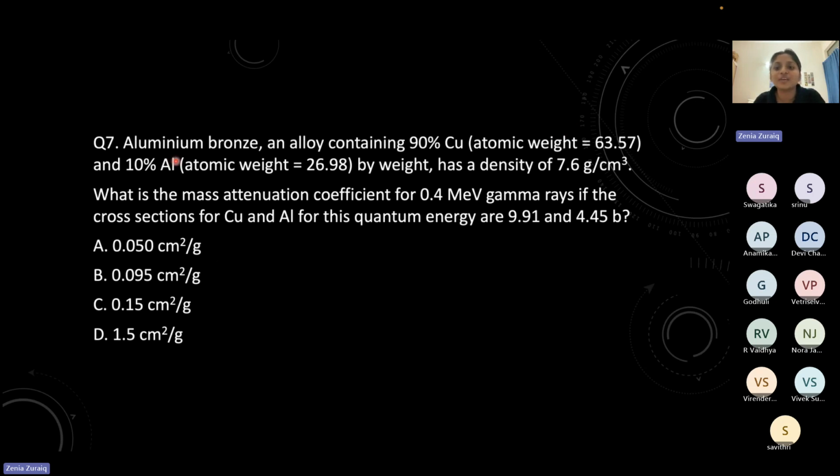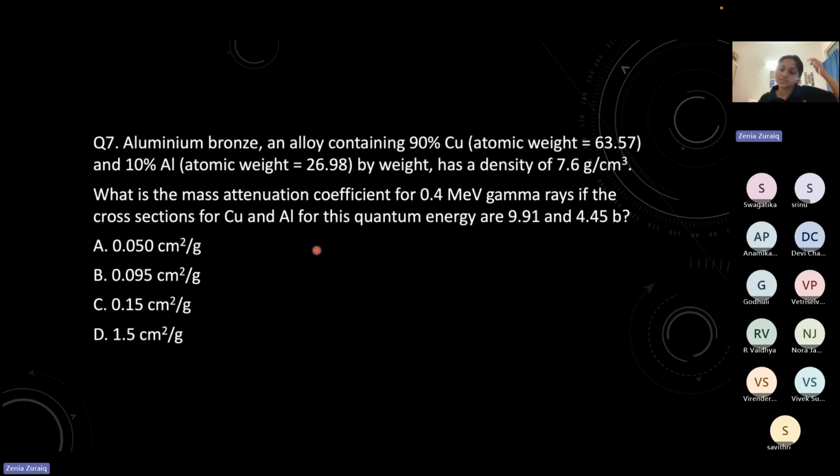It is a little different, but you again have to find numbers. So that's what I mean. This is about aluminum bronze, which is an alloy containing 90% copper, 10% aluminum, and it has a density of 7.6 gram per cc. Here you have to find the mass attenuation coefficient for 0.4 mega electron volt gamma rays given the cross sections for copper and aluminum.